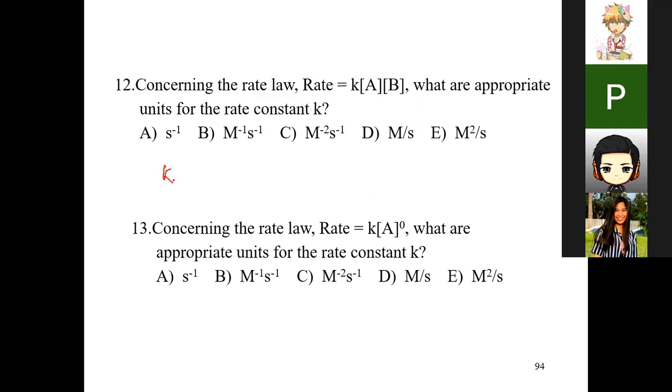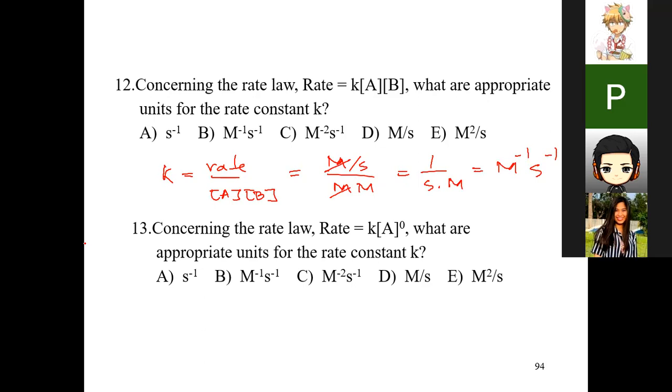So, halimbawa, K yung kukunin niyo. Di ba rate, tapos concentration of A, concentration of B. Yung rate, molarity per second. Tapos yung A, molarity. Yung B, molarity. So, ang K, may makakancel kayong isang M. Kita niyo, 1 over second M, or M minus 1 s minus 1. Question?